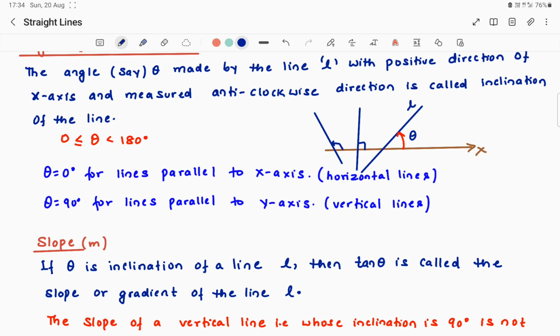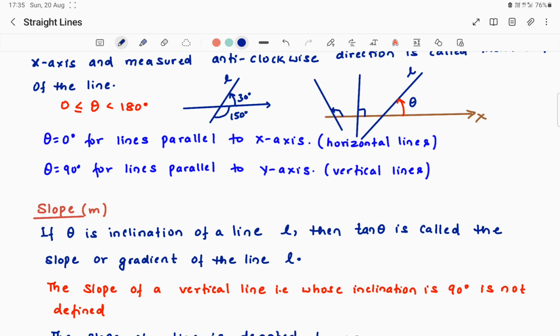Another example: suppose a line is drawn something like this, and let's say this angle is given as 150 degree. Now if I ask you what the angle of inclination is, is it 150 or 30? Answer it. I hope you have answered it. This is not 150. It should be measured from the positive direction of x-axis in the anti-clockwise direction. So it is a linear pair, and this angle is going to be 30. The angle of inclination of this line L is going to be 30 degree. I hope I'm clear.